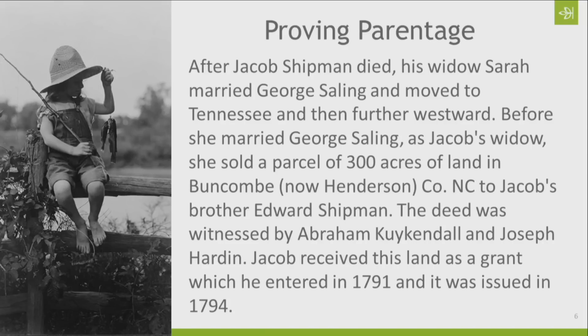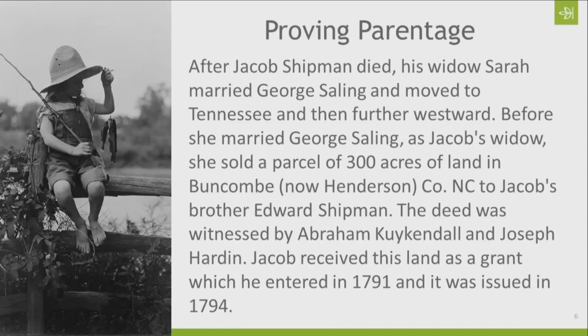After Jacob Shipman died, his widow Sarah, so we knew her first name was Sarah, married George Sailing and moved to Tennessee and then further westward. Before she married George Sailing, as Jacob's widow, so she was still listed as Sarah Shipman, it's a bit of a tongue twister, she sold a parcel of 300 acres of land in Buncombe County, North Carolina, which is now Henderson County, to Jacob's brother Edward Shipman. Okay? The reason that's important is because the deed was witnessed by Abraham Kuykendall.